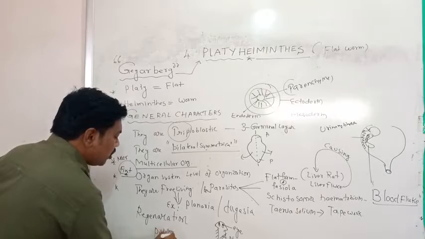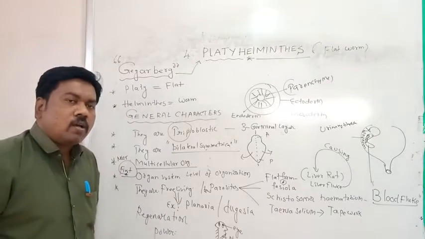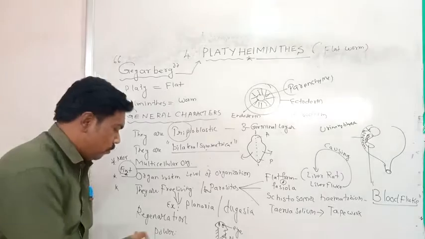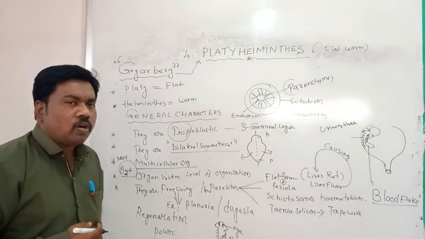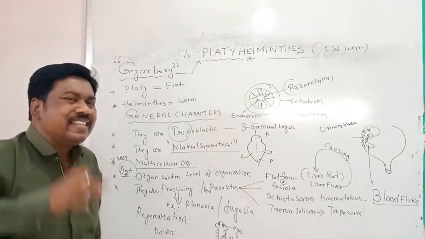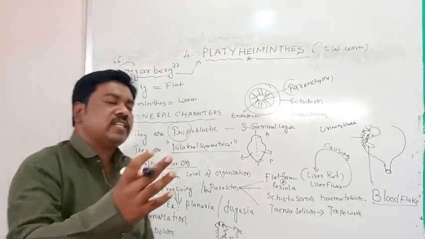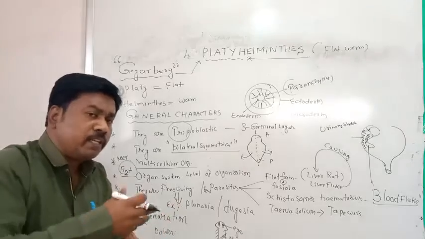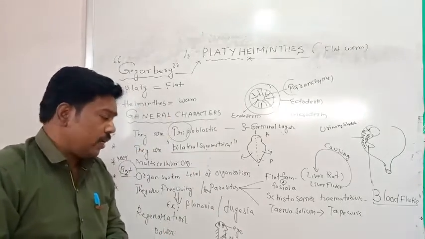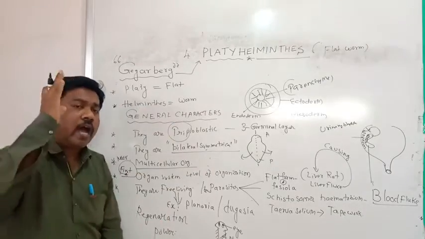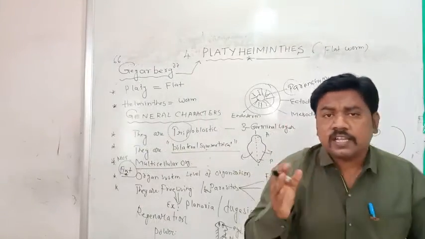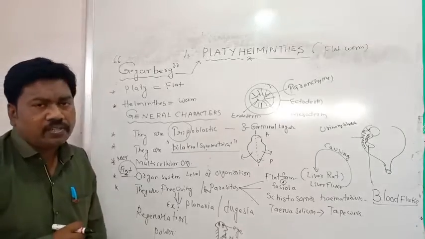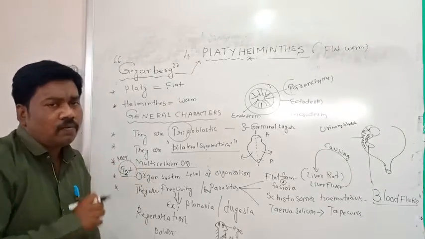What is the meaning of regeneration? Damaged or lost parts are reformed by a specialized process. That process is known as regeneration, because these organisms contain specialized cells known as totipotent cells. These totipotent cells have the ability to form new structures and new organs. That is known as regeneration. A high degree of regeneration is visible in which organisms? In the Platyhelminthes, especially Planaria or Dugesia, which have high regeneration power.